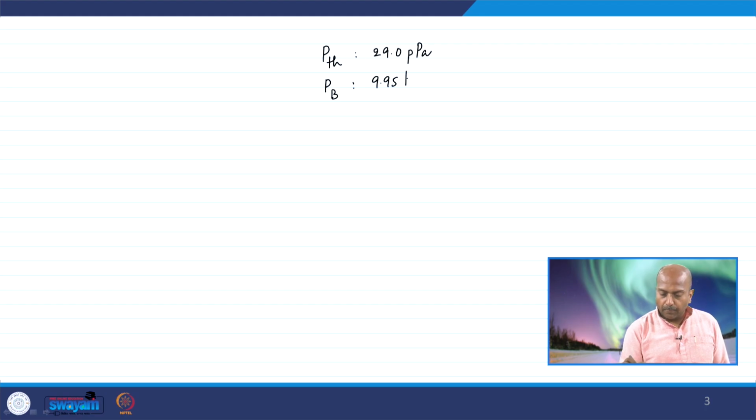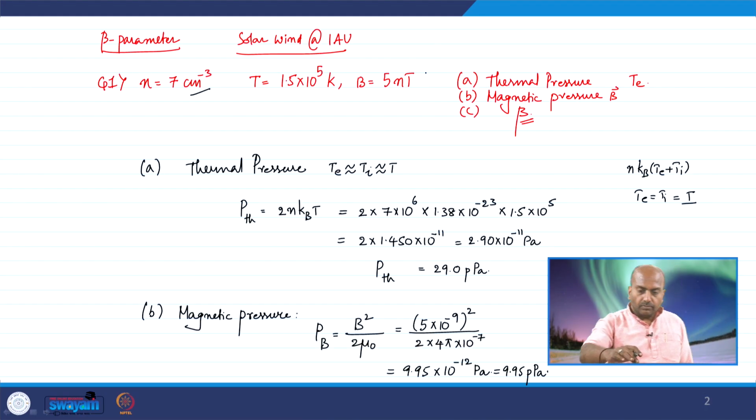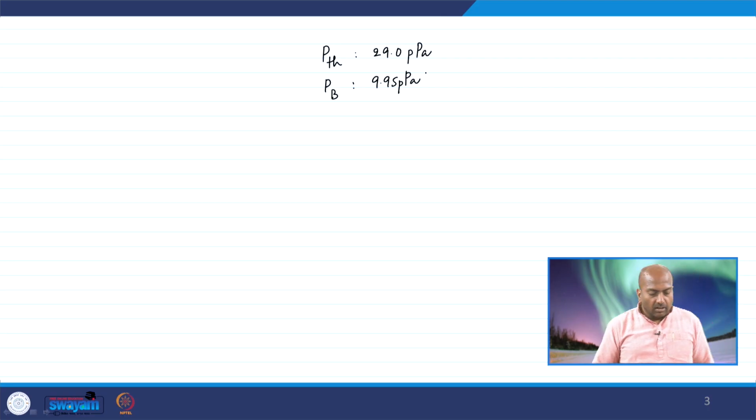So, just trying to make a conclusion here. The thermal pressure is 29.0 picopascal, and the magnetic pressure is 9.95 picopascal. Right. Now, you clearly see that the thermal pressure is at least 3 times in comparison to the magnetic pressure.